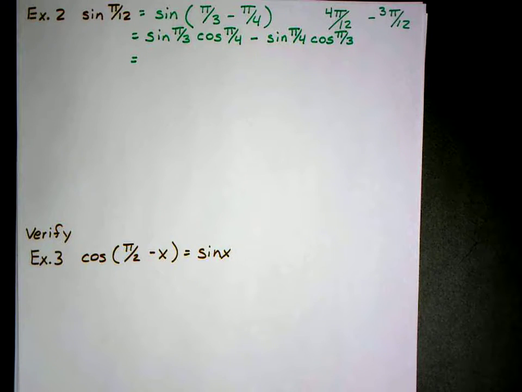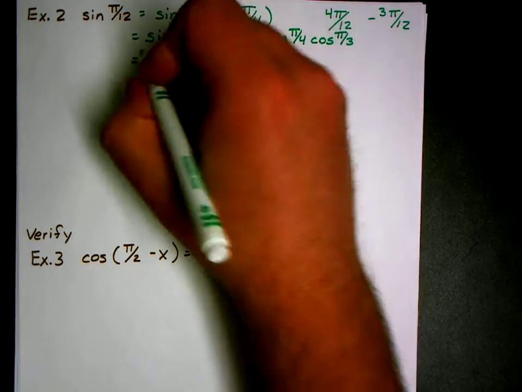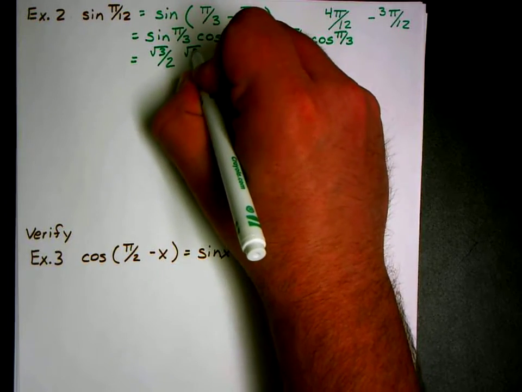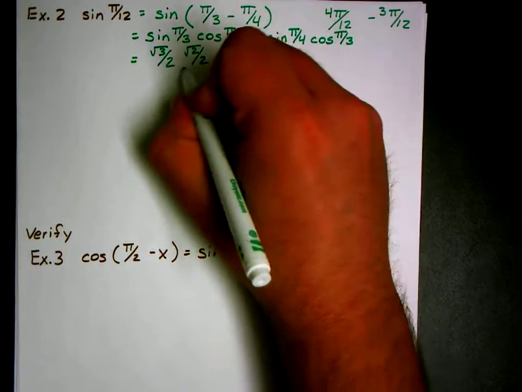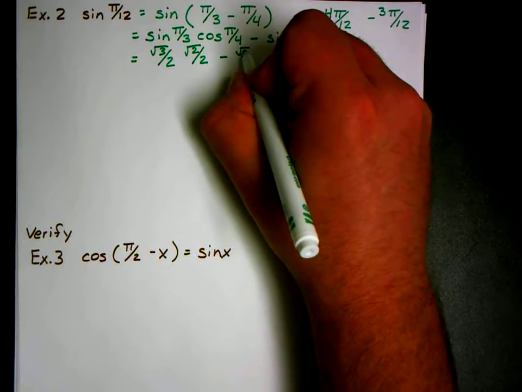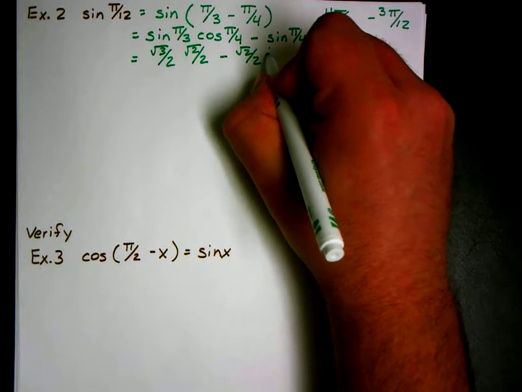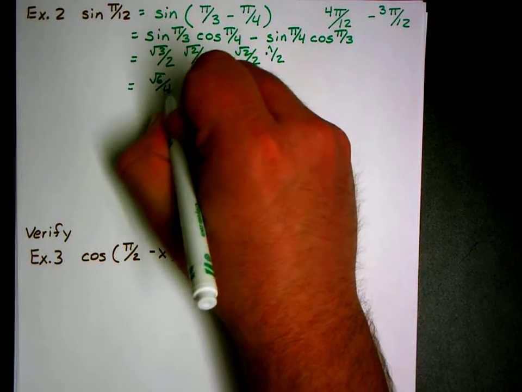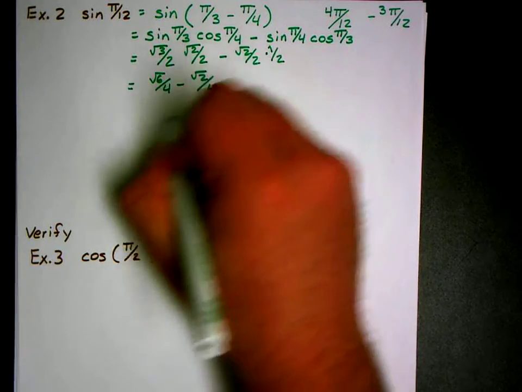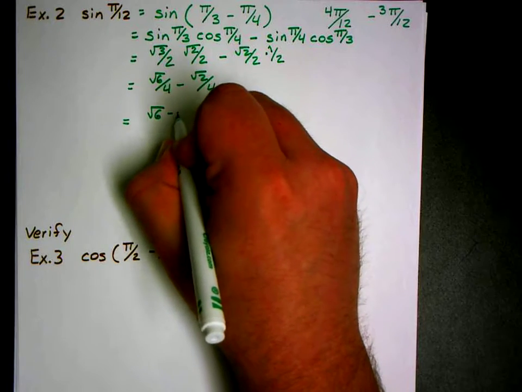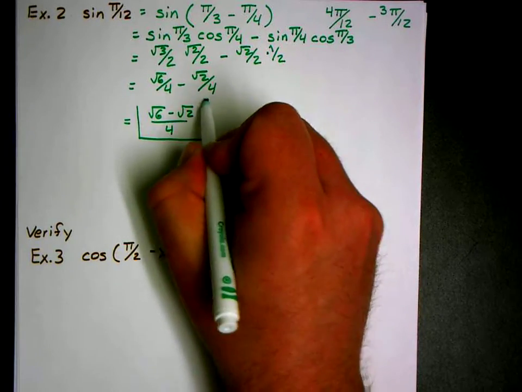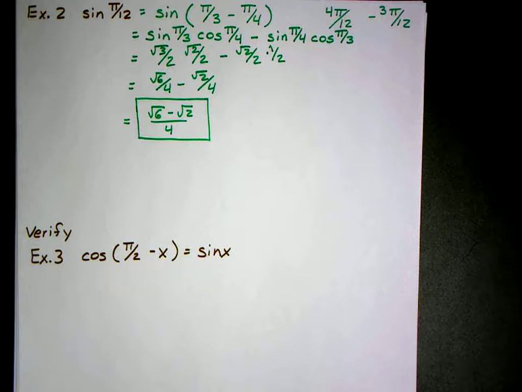For some reason I was thinking I did the last one wrong, but I didn't. Okay. Sine of pi over 3 would be square root of 3 over 2. Cosine would be square root of 2 over 2, minus square root of 2 over 2 and 1/2. Huh. You can get the exact same answer. Okay, so that's one type of problem.